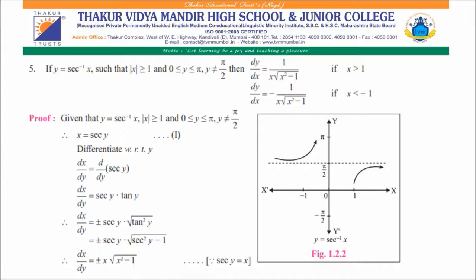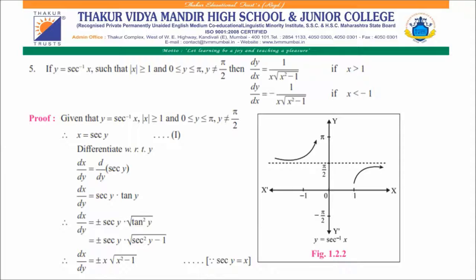Next is y equals sec inverse x, such that mod of x is greater than 1, and y is from 0 to pi, where y is not equal to pi by 2. Then dy by dx equals 1 upon x under root of x square minus 1 if x is more than 1, and dy by dx equals minus 1 upon x under root of x square minus 1 if x is less than minus 1.